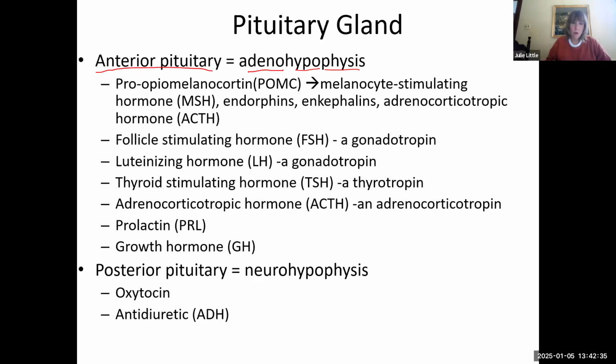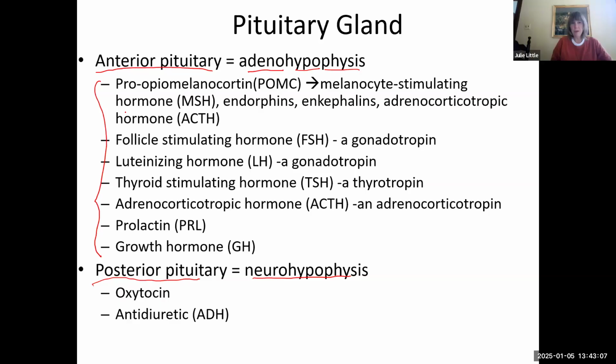glandular tissue, whereas the posterior pituitary down here, also called the neurohypophysis, is derived from different embryonic tissue altogether, and as the name suggests, it is made of neural tissue. So we have the adenohypophysis made of glandular tissue, the neurohypophysis made of neural tissue. These are the hormones that are made by the adenohypophysis, and you should know all these hormones and their effects, what causes them to be released, and also their abbreviations.